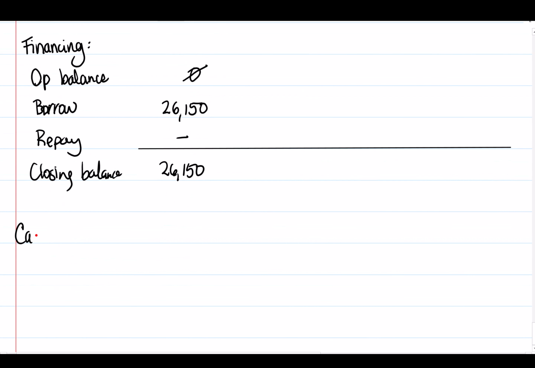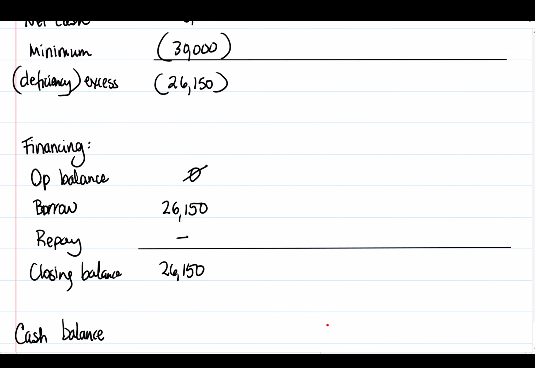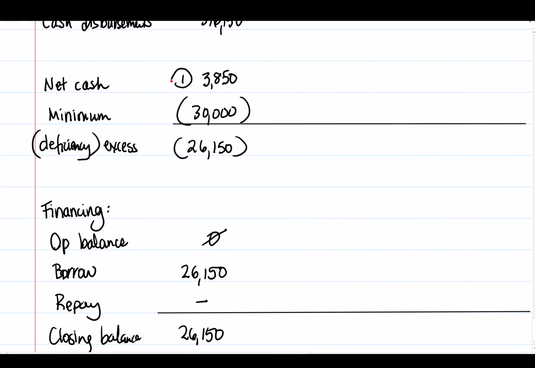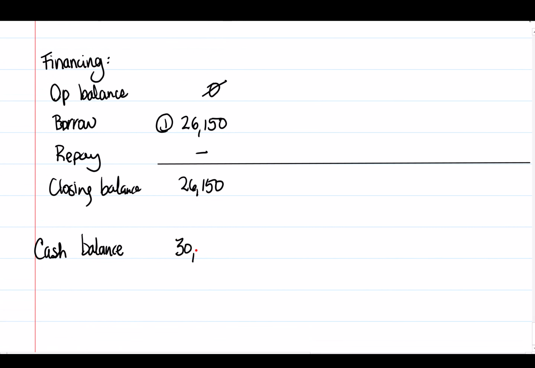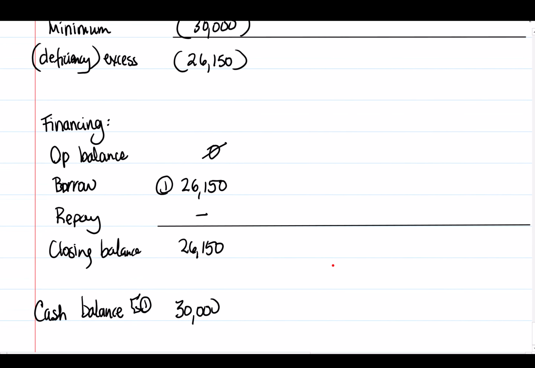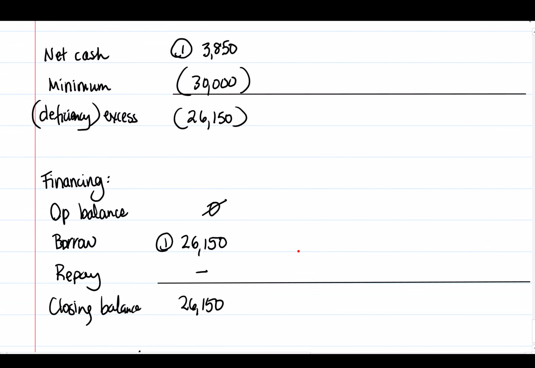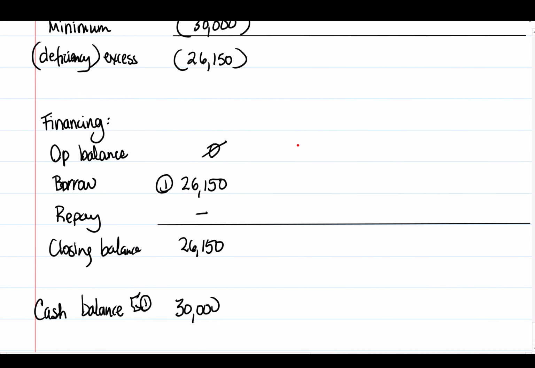So that means our cash balance that we plan to have at the end of the month is going to be our net cash plus what we borrow. So we end up with $30,000, which is what we want as our minimum. So all I did was take what net cash we would have at the end of the month, add in what we're going to borrow, and that will be our cash balance at the end of the month.